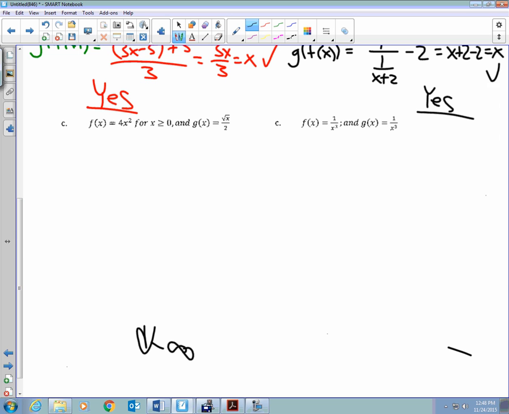Look at C. It says f of x is 4x squared. Is 4x squared 1 to 1? Why is it not 1 to 1? It's a parabola, and a parabola does not pass the horizontal line test. So therefore, look at what they did. They restricted the domain. They said for values x greater than or equal to 0. So that means you are only looking at that part of the parabola. Is that 1 to 1? So does it have an inverse? Go ahead on your own, compose those, and see if they are inverses of each other or not.